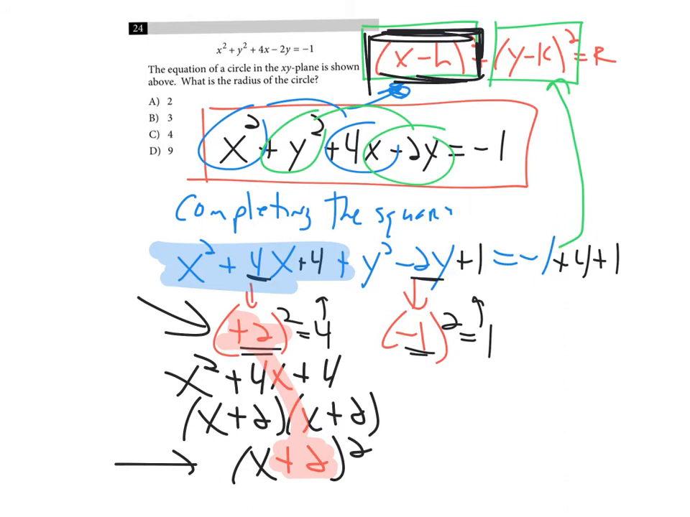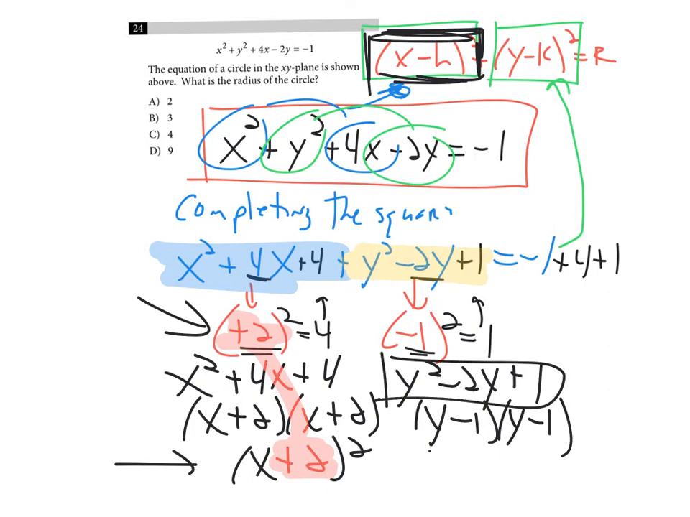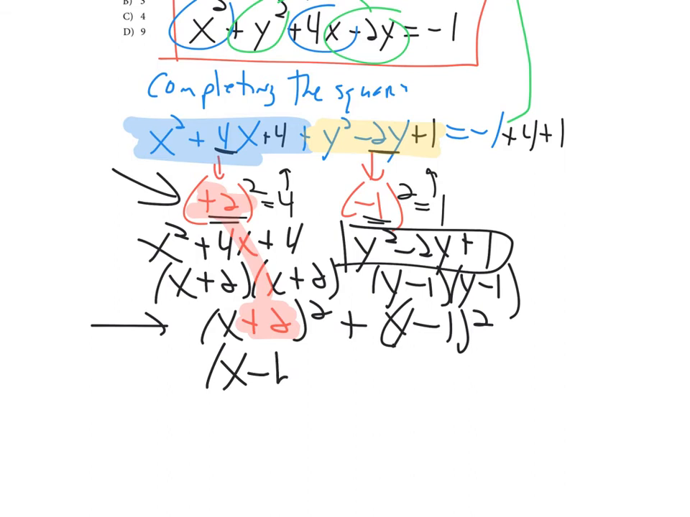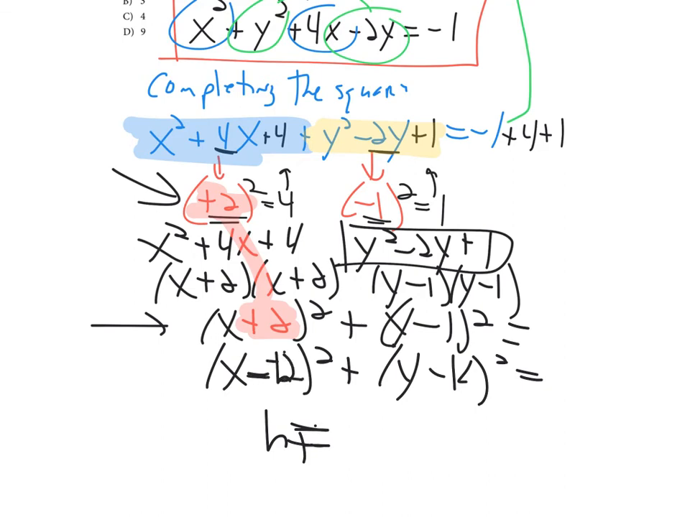And same difference here. My y's can be factored into y minus 1 times y minus 1. That's how this would factor, or y minus 1 squared. So if I compare it to the general form of a circle, x minus h squared plus y minus k squared, now I have that form. I know h is going to be negative 2, because x minus negative 2 is the same as x plus 2. So I know h is negative 2, and I know k is positive 1.